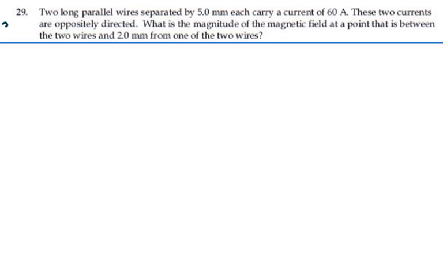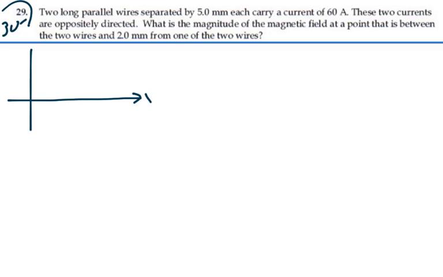Here's problem 3029. Two long parallel wires separated by 5 millimeters each carry a current of 60 amps. These two currents are oppositely directed. What is the magnitude of the magnetic field at a point that is between the two wires and 2 millimeters from one of the wires? Well, this is a lot nicer problem than the ones we've been working on.